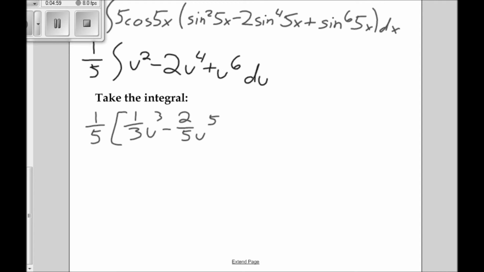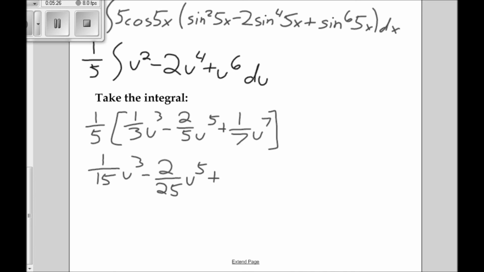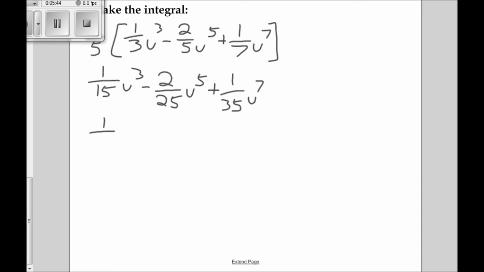So this is just polynomials, so taking the integral is simple enough. 1/5 times 1/3 u cubed minus 2/5 u to the fifth plus 1/7 u to the seventh is your result. You can multiply the 1/5 out to everything, which gives you 1/15 u cubed minus 2/25 u to the fifth plus 1/35 u to the seventh.